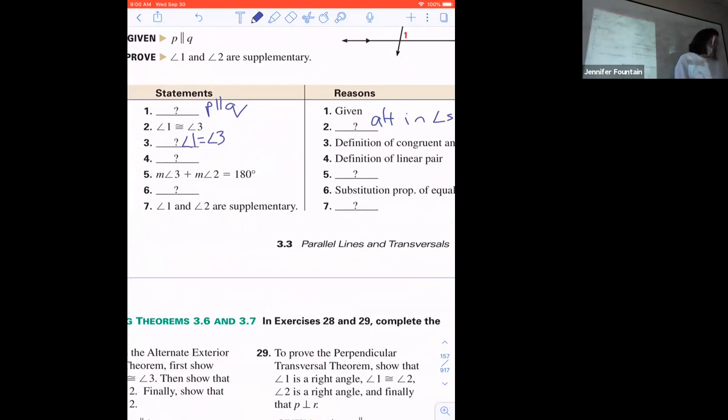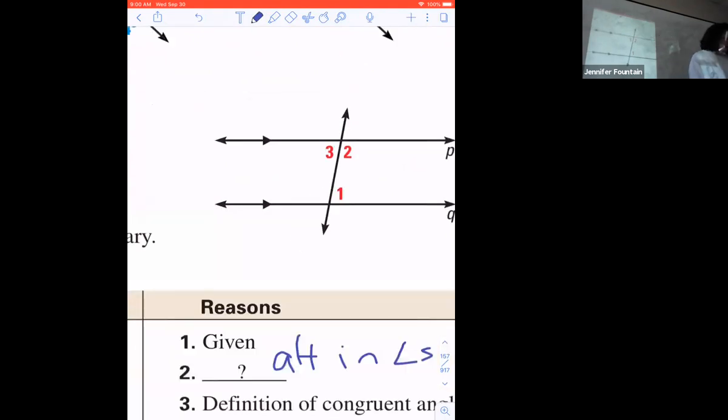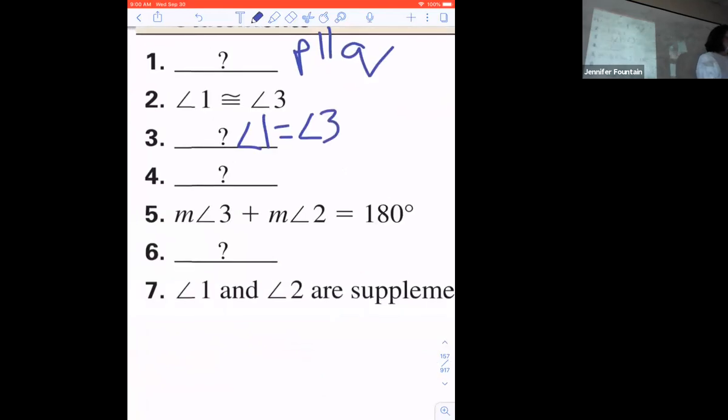Now look at reason number 4, which says definition of a linear pair. Which of these make a linear pair? 2 and 3. So what do you think statement 4 needs to be? Angle 2 and angle 3 form a linear pair. Good.